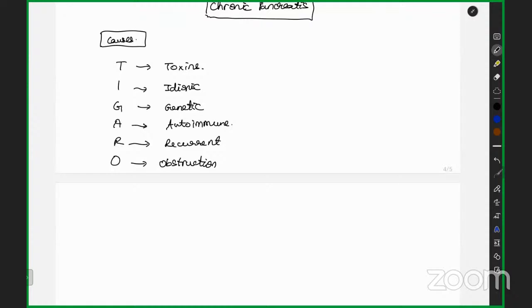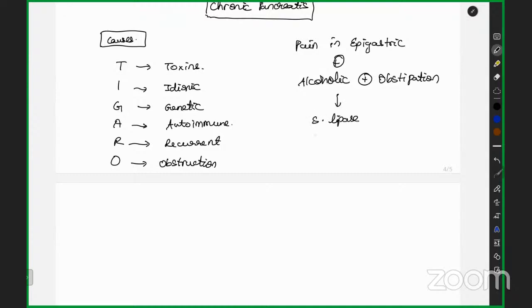The patient will present with pain in the epigastric region. The patient will definitely be an alcoholic, and will present with obstipation. Obstipation means obstruction of your intestine. When the patient presents to you like this, you're going to immediately check serum lipase and serum amylase levels. Definitely serum amylase and serum lipase will be increased, that is for sure.